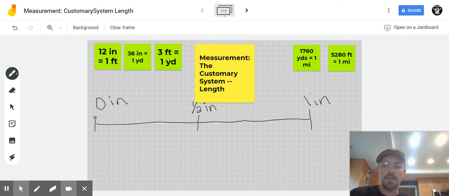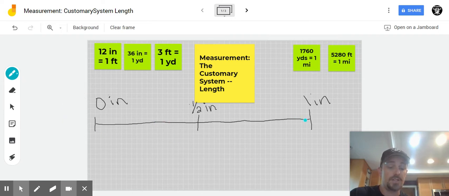All right. So we start out with a little number line, such as a ruler. Now, obviously, this is not drawn to scale. I made it bigger so that you can see it. But I have 0 inches all the way up to 1 inch. And of course, halfway between those two is a half of an inch. Okay. And so what I want you to do now is take a look at what we can do with this.